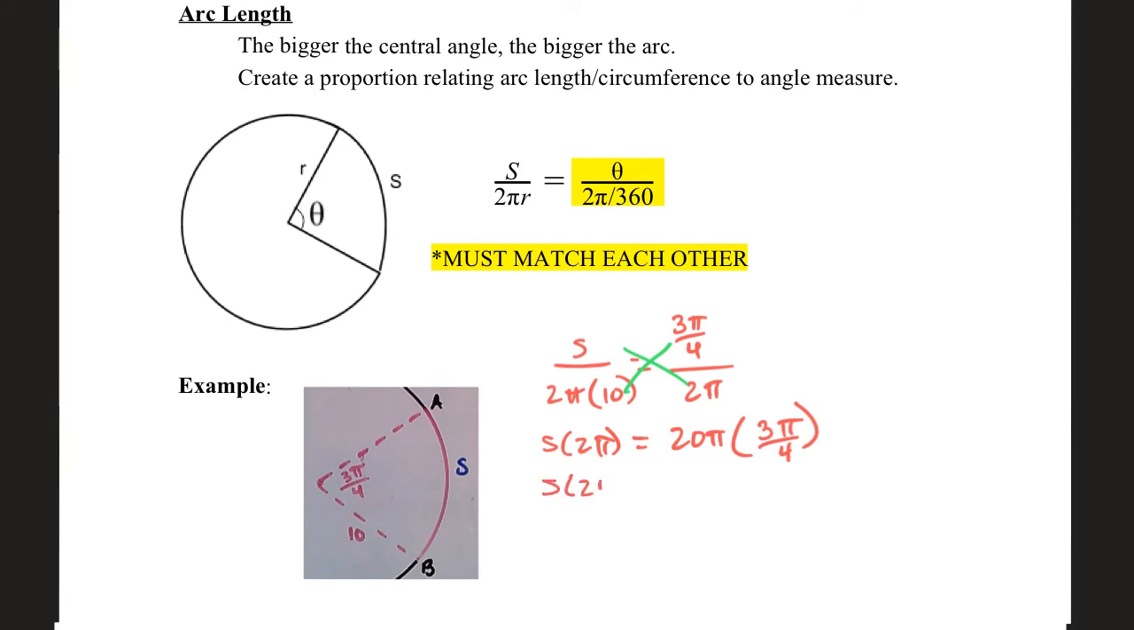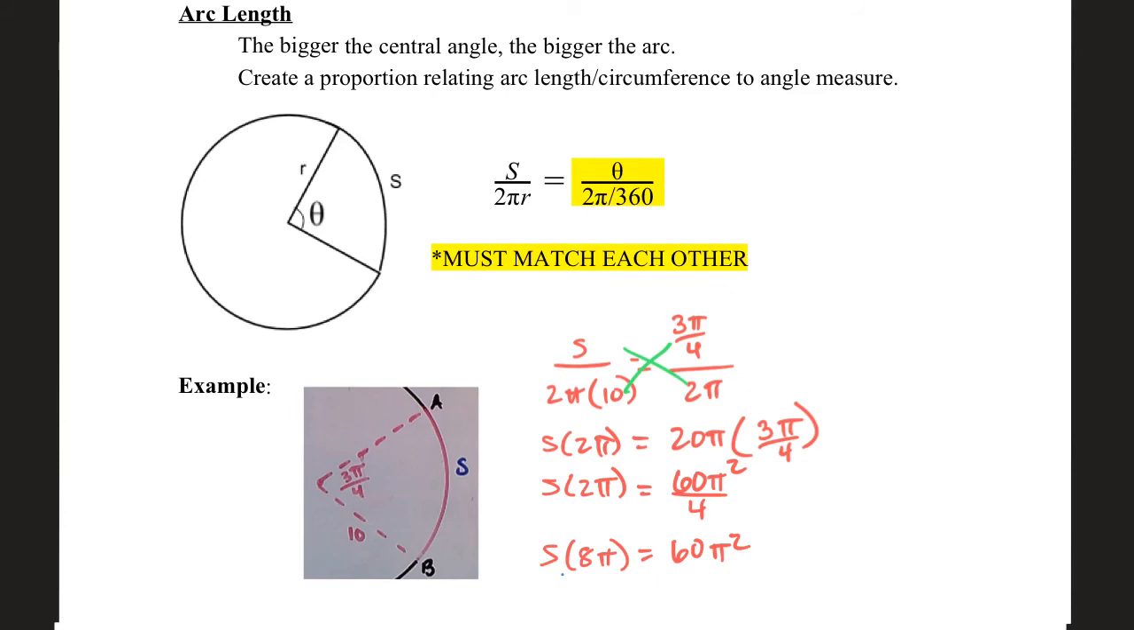So still S times 2 pi equals 20 pi times 3 pi over 4. Well, that's just multiplying 20 pi times 3 pi, and the 4 is going to stay down below. So 20 pi times 3 pi, that is 60 pi squared. All right, so now I should get rid of that 4, so I'm going to multiply by 4 on each side, and that gives me S times 8 pi now, equals 60 pi squared.